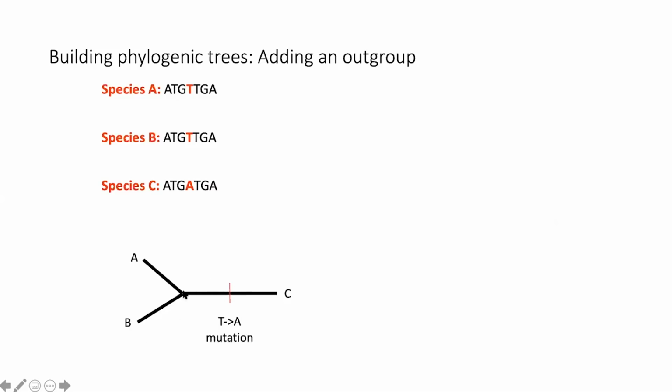these relationships. We're just saying that there's C, it has a unique mutation from A and B, but is C ancestral to A and B, or did T evolve into an A leading out to C, or did A evolve into a T leading in this direction? So there's basically no polarity in this phylogeny, there's no direction. Adding an outgroup allows us to give direction to the phylogeny.